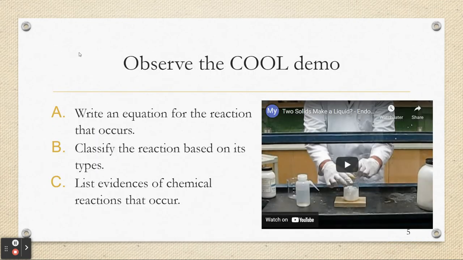Before we do that, I want you to watch this demonstration and write down an equation for the reaction that's being described. Classify the reaction based on the type, so is it single, double, synthesis, decomposition, and so on and so forth, and then list the evidences that a chemical reaction actually occurred.